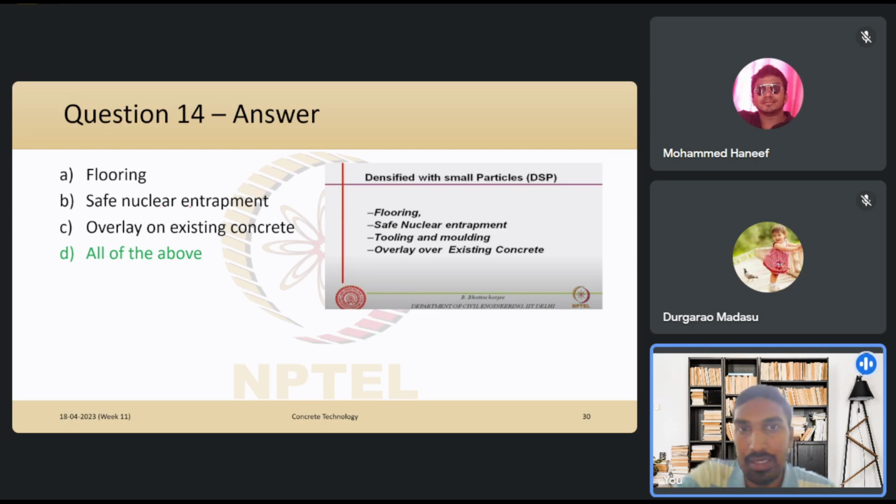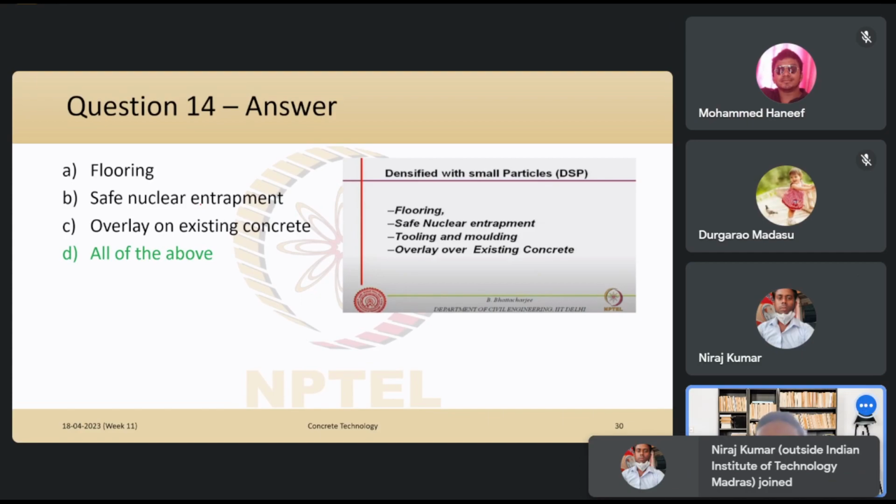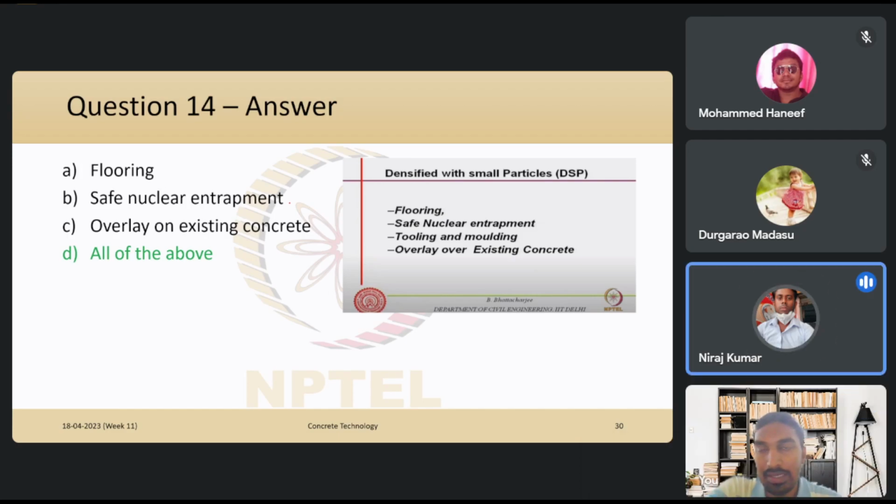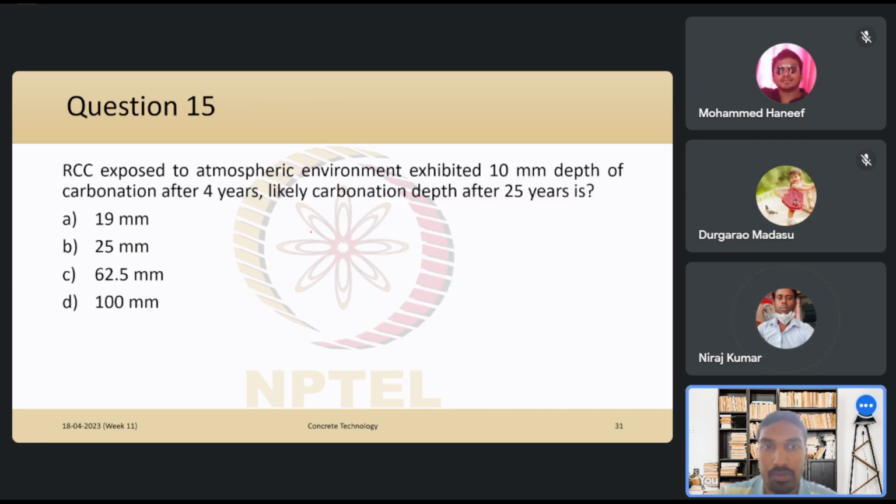Nuclear entrapment, because this is densified with small particles, the penetration through this concrete will be much more difficult, so it is perfect for entrapping nuclear wastes. And overlay on existing concrete, again, existing concrete may have cracks and so on. So overlaying with this densified concrete will help us in extending the life of that existing structure by protecting against any ingress through those existing cracks, right? So it is suitable for all the three applications. So the right option is D, all of the above.